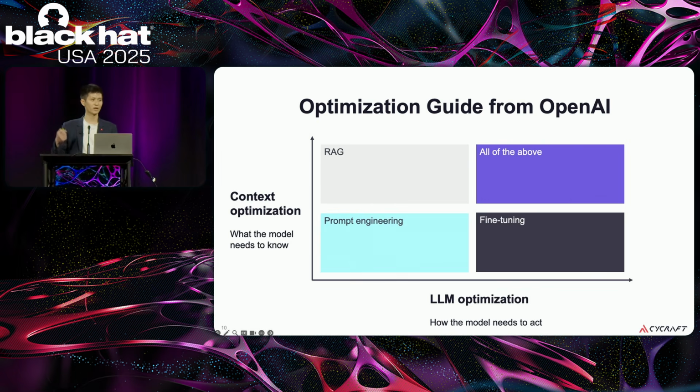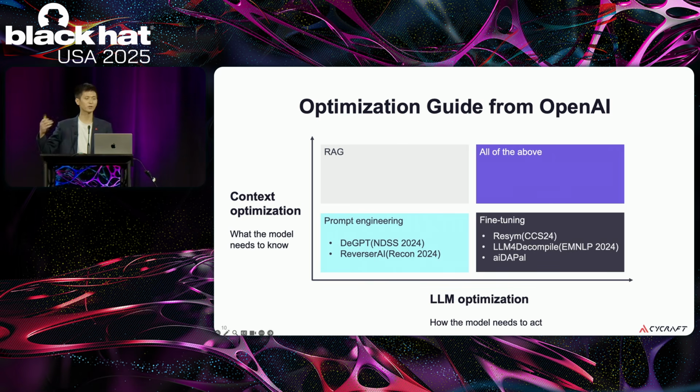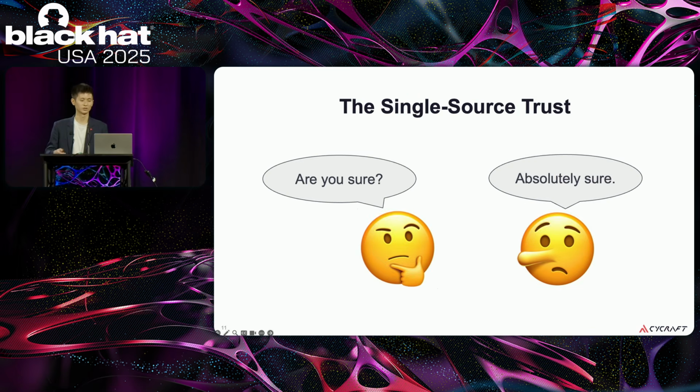In the optimization guide from OpenAI, there are two main strategies: language model optimization and context optimization. Most reverse engineering related topics focus on these two strategies. But these two strategies cannot fix hallucination, because both of them rely on a single source of trust. The problem with a single source of trust is that we cannot blindly trust the output of the language model, even if it claims to have high confidence.